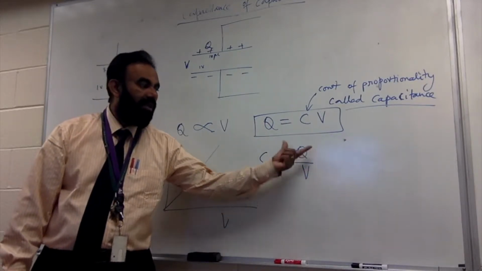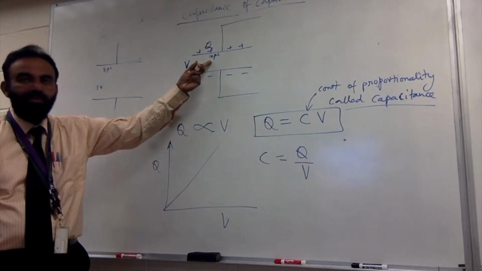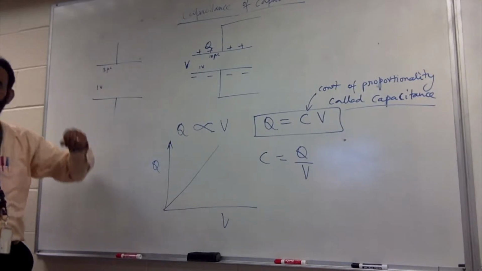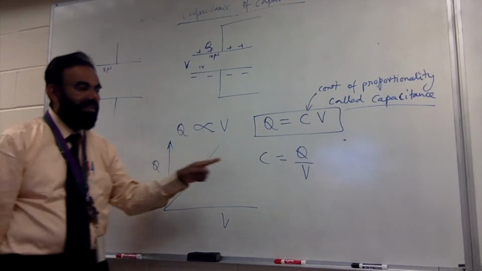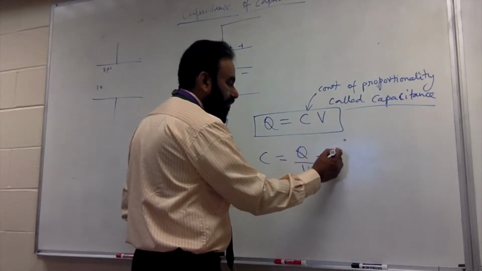For 1 volt, how many coulombs can it hold? That is what is known as capacitance. So what is the unit of capacitance? It's coulomb per volt.